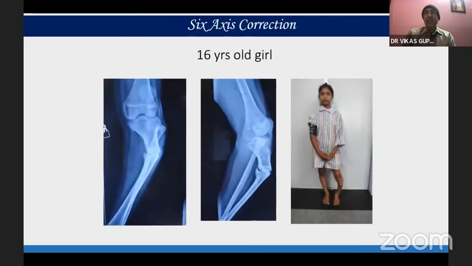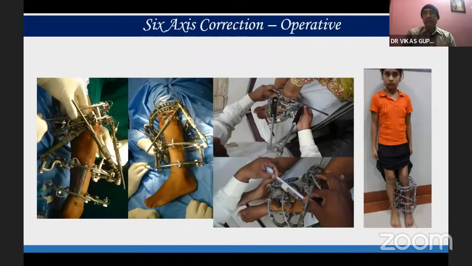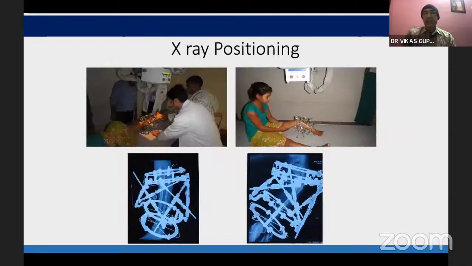Another case, again, a 16-year-old girl with a complex deformity. One can see that there is not only torsion, but also varus and procurvatum. So the procedure remains the same. The mounting of the frame connected by the 6 struts, and then you do the corticotomy or the low energy osteotomy. And that's the X-ray positioning. I think you know you need a good AP and lateral X-ray where you should be able to see all the struts. You should measure the beam distance and you should put the markers. So these are all the requirements for every system.